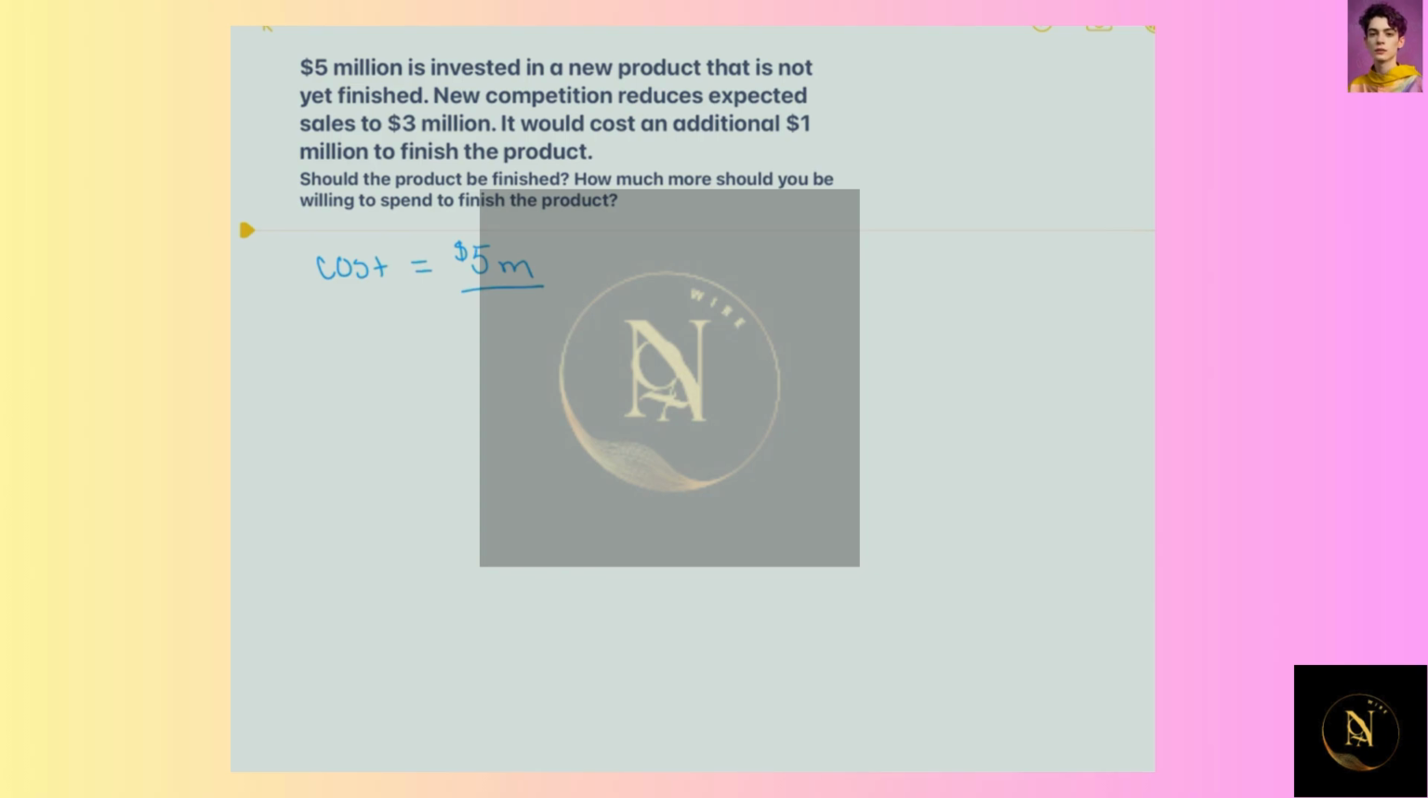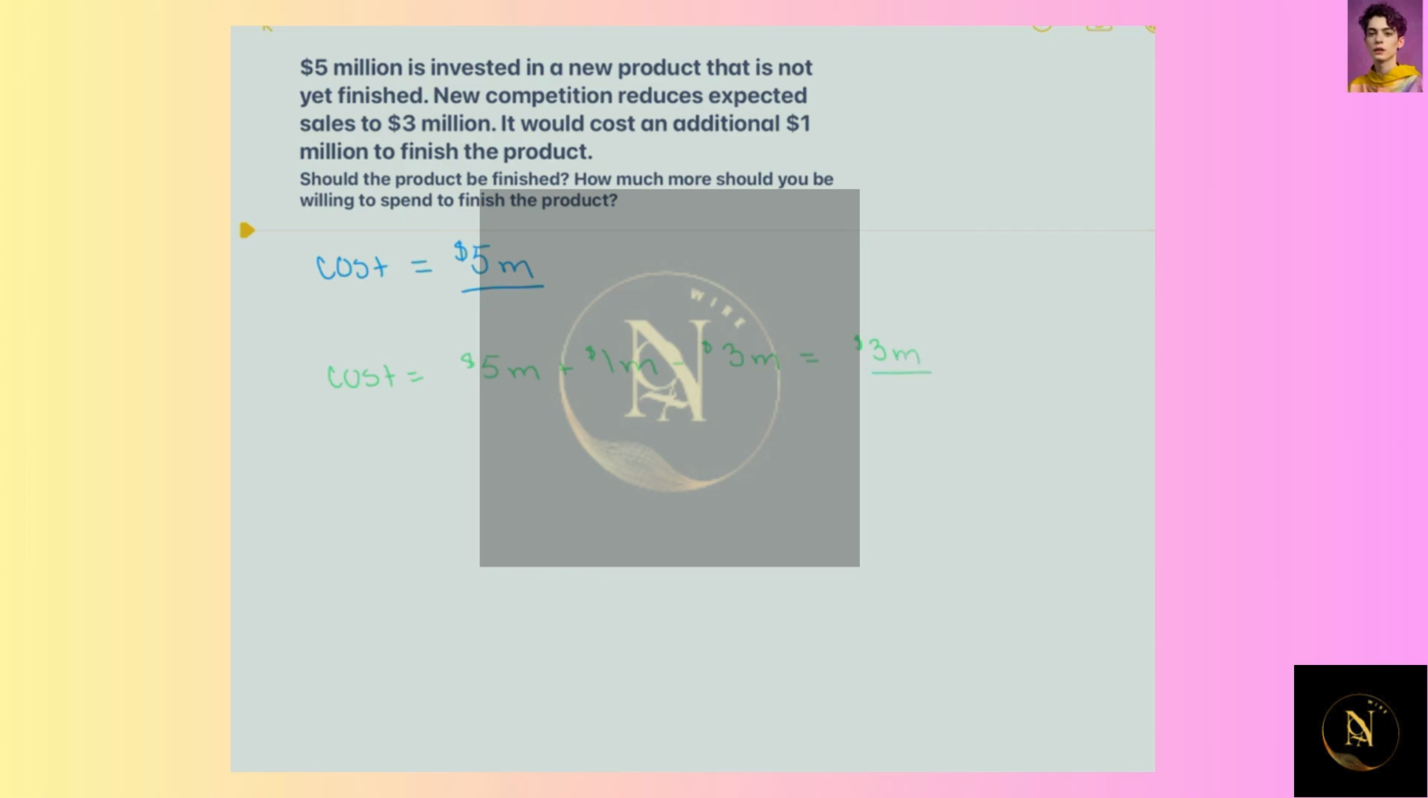Now, if we do instead finish the product, what we're going to end up having is a cost which is equal to the $5 million that already went into it, plus the $1 million that we know it's going to take to finish the product. But we're going to earn that $3 million in sales. So we're going to be able to subtract from our cost the $3 million we would earn in sales, which will give us a total cost of $6 million minus $3 million. So we would end up having a cost of $3 million.